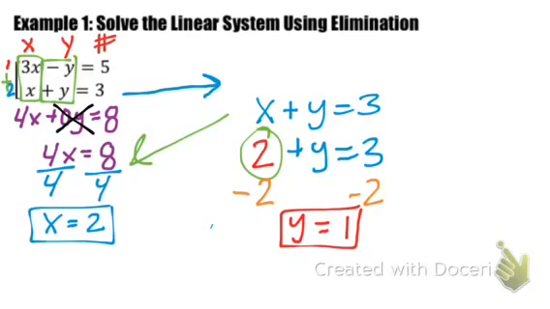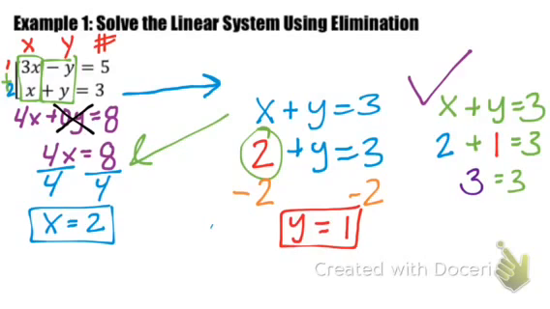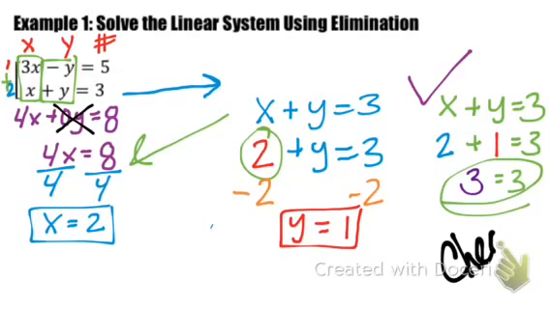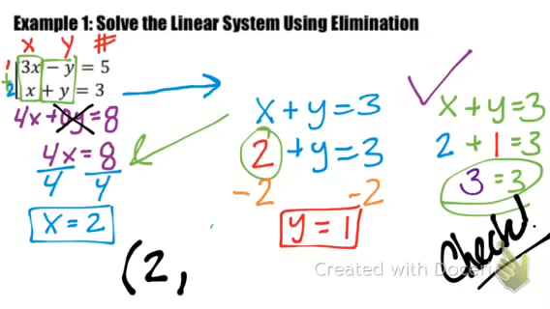So just to double check to see if my answers are right, I'm going to use the second equation again and substitute what I know. X is 2, y is 1. Does that equal 3? 3 in fact equals 3. Checked, it's good to go. So that means we have an intersecting point between these two equations of lines, at 2, 1.